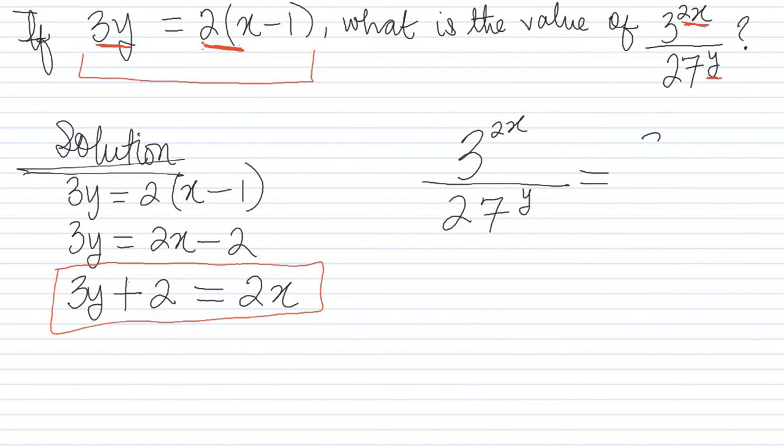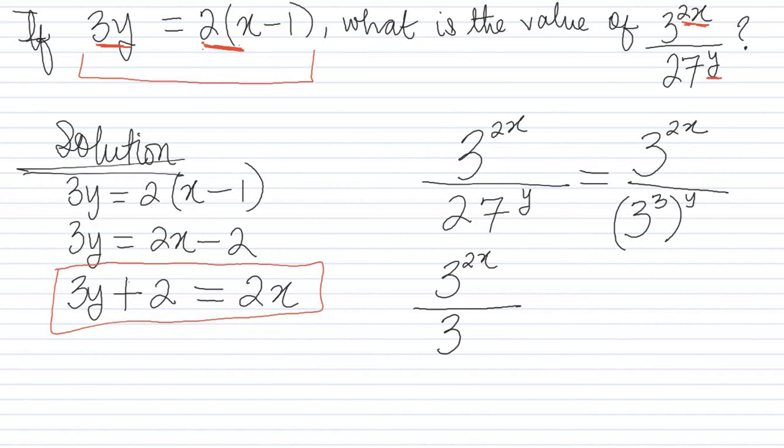So therefore, we have 3 raised to the power of 2x up top. At the bottom, we're going to have 3 raised to the power of 3, because 3 times 3 times 3 is 27. We can have that here and put a y. And then we have 3 raised to the power of 2x divided by 3 raised to the power of 3y. Now we remember we have this 2x over here. We can just simply substitute.